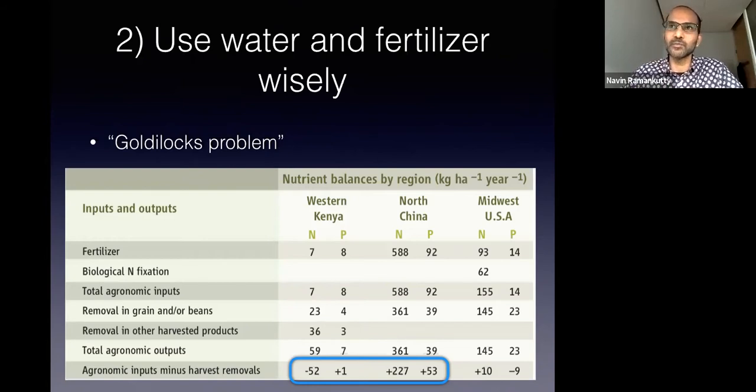Can we solve this problem? Can we provide nutrients in places where people need it, but not use too much in places we don't need it? We have to solve this Goldilocks problem.